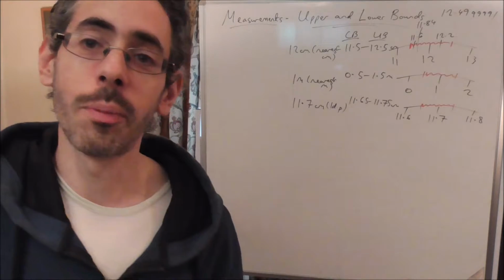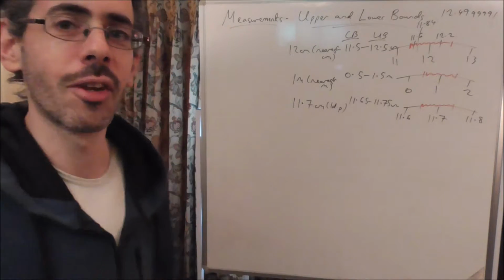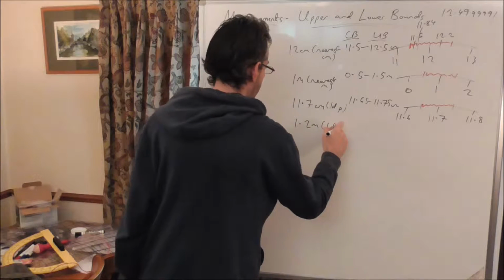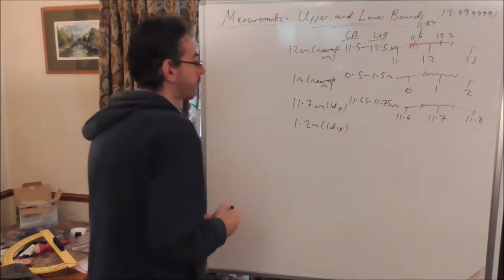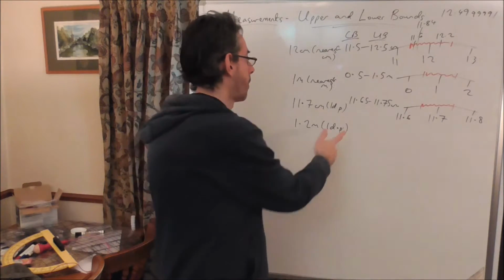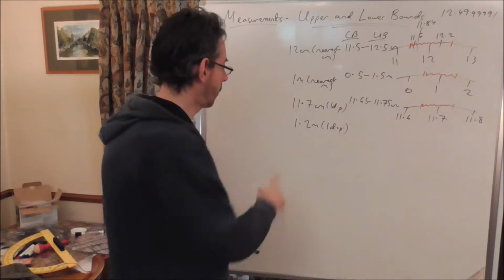Going back to the whiteboard, suppose I've measured that a bit more accurately, and it turns out that it's 1.2 metres to 1 decimal place. What's the range now? What do you think the lower bound is, and what do you think the upper bound is for this measurement?